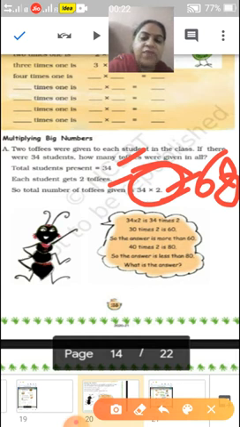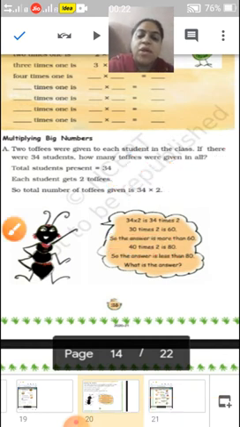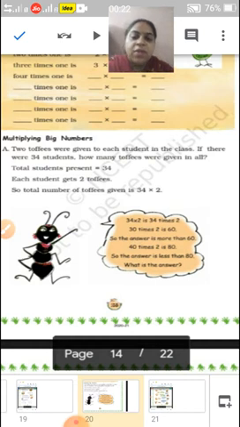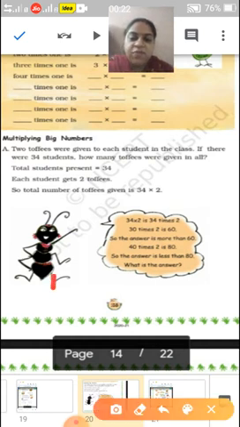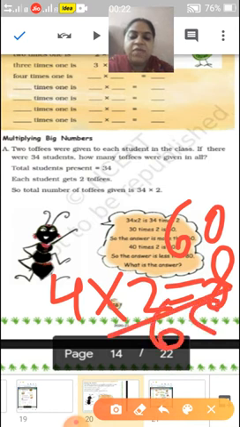How? You can see, we can do first 30 times 2 is 60. Then we can do 40 times 2 is 80. Okay. So, the answer is less than 80 because it is 68. How? 30 times 2 is 60, and we will write 4 times 2 is equal to 8. So children, 60 plus 8, that means 68. Okay.